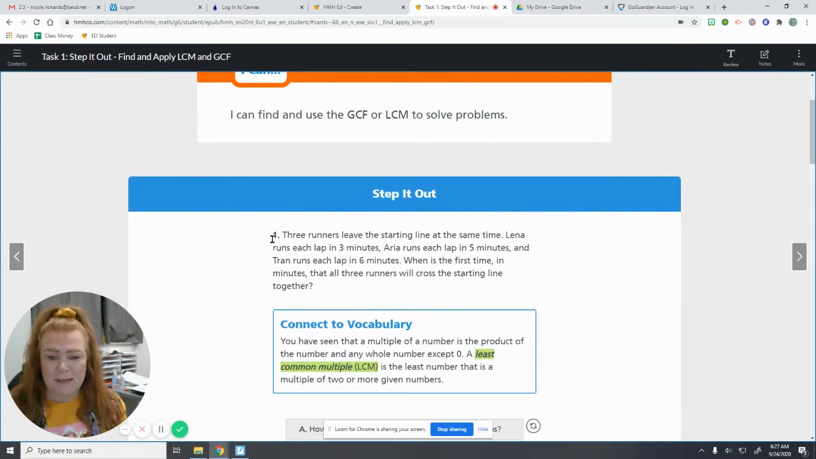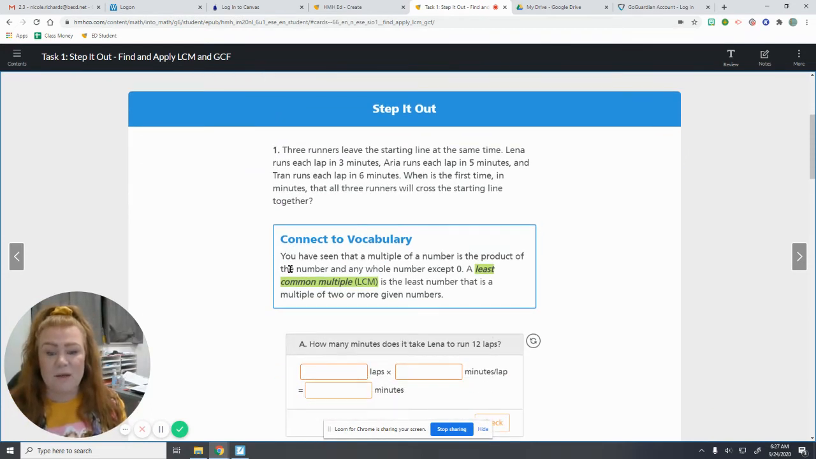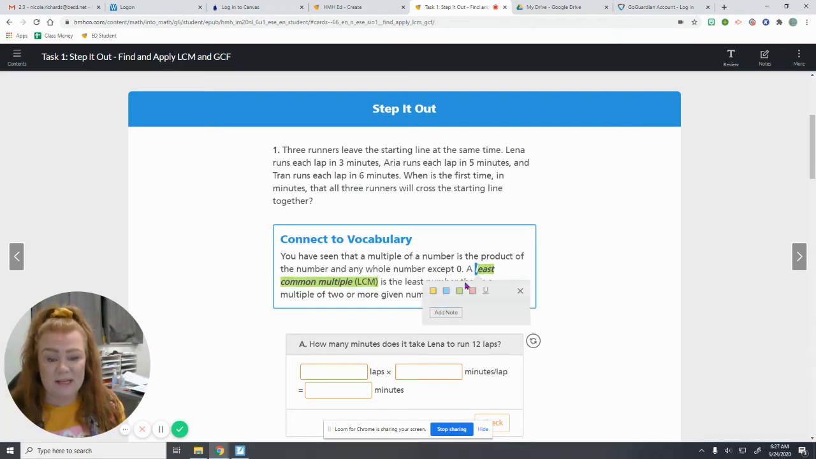So this first problem here says that we have 3 runners that leave the starting line at the same time. Lena runs each lap in 3 minutes. Aria runs each lap in 5 minutes, and Tran runs each lap in 6 minutes. When is the first time in minutes that all 3 runners will cross the starting line together? So they're just running laps around, but they're all running at different rates. So we want to know, when are they going to all sync up and be running together for just a second again? So to do that, we are going to find the least common multiple, the LCM.